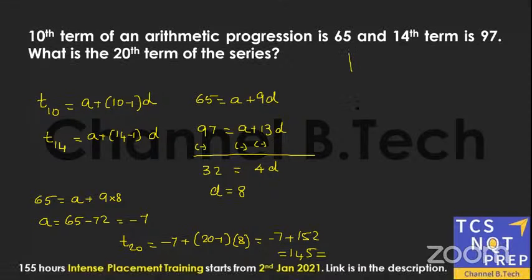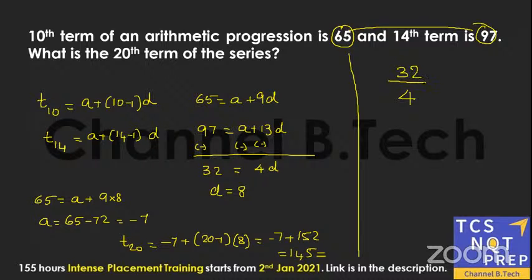Now there is a different approach which can be used to solve this. From 65 to 97, how much is increased? 4 terms are increased, right? 4 terms are increased, 32 is increased. Number of terms is increased by 4 and the value is increased by 32.